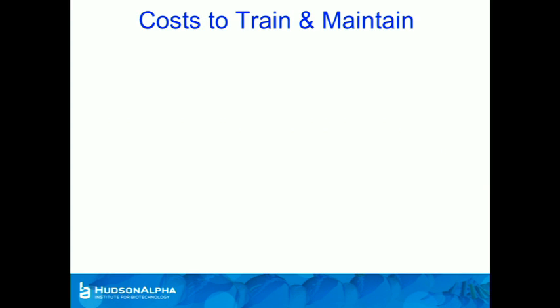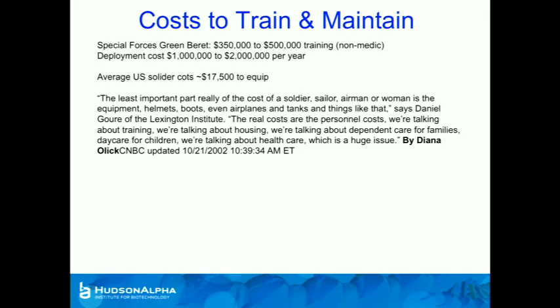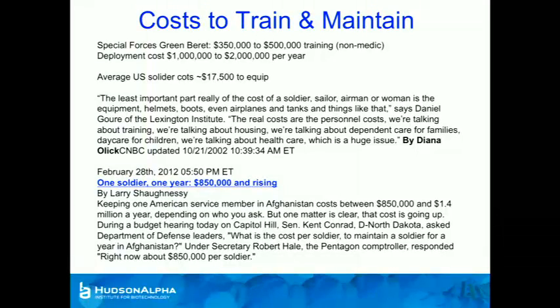So the cost to train and maintain, this is what I've got off the internet. I have no idea how accurate this type of information is. It looks like it's about $500,000 to train one of your special force individuals, and between $1 million and $2 million to keep them deployed. And what it says is it's not just that, it's everything else that you provide around them. And healthcare is a major issue around that, as you well know, which is why you're all here. And it's also looking like the costs are going up.